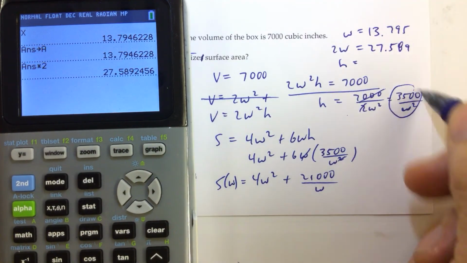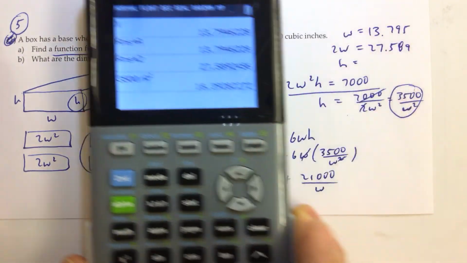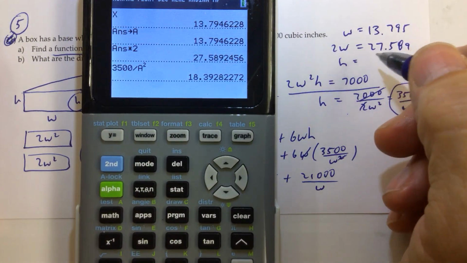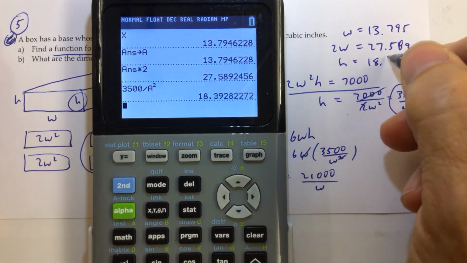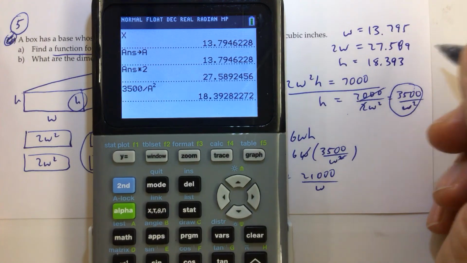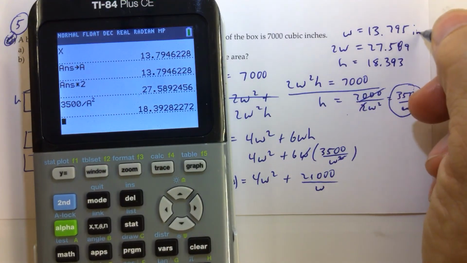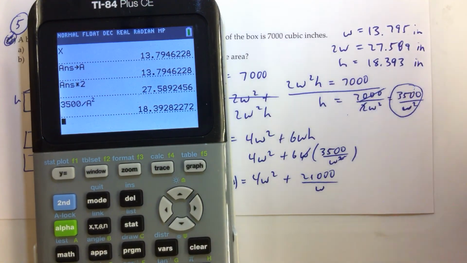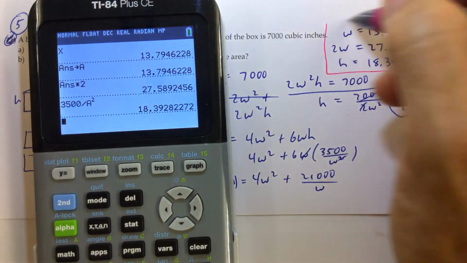And then the height. Remember the height? That's 3,500 over w squared. So we take 3,500 and divide that by our alpha A squared, and I get the height of the box, and the height of the box is right there. So we have 18.393. And was that feet? Inches. So inches, inches, inches. And that is how we do it. Length, width, height.